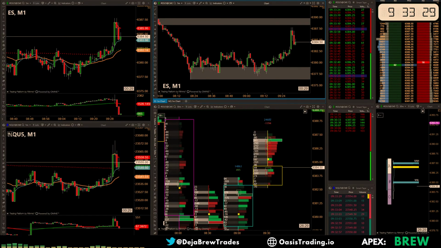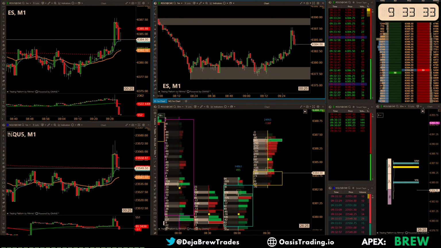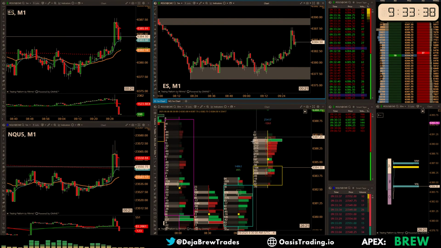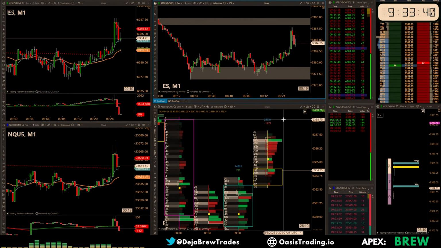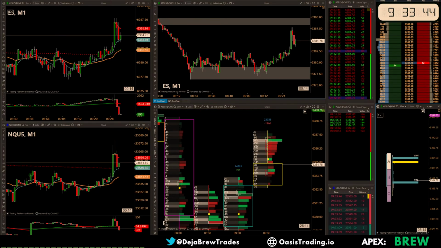Here is that trade plan for you guys. There you go. Seeing a lot of absorption up here, so they're kind of fading that buyer delta out of the gate so far.